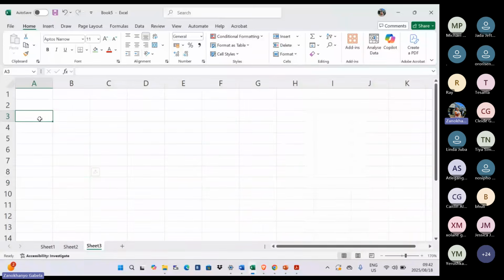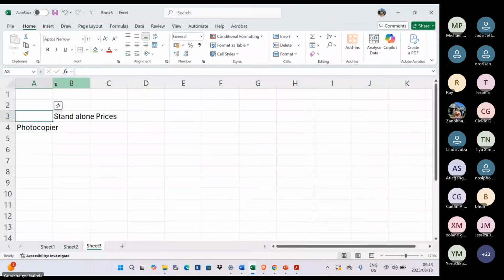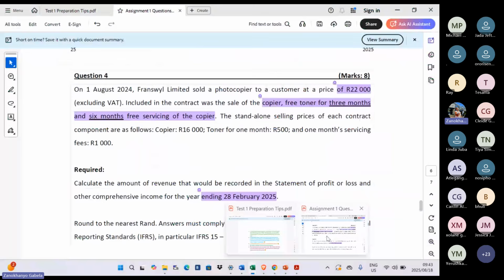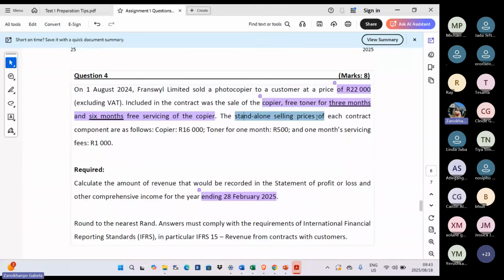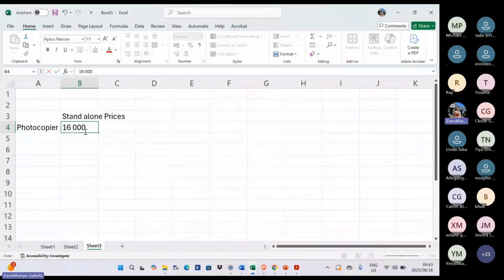We're looking for our standalone prices. Now let's look at our performance obligations. The first one is the photocopier. What is the standalone price of the photocopier? Let's check. The standalone selling prices of each contract component are as follows. Copier 16K. Let's enter 16K. And then toner.